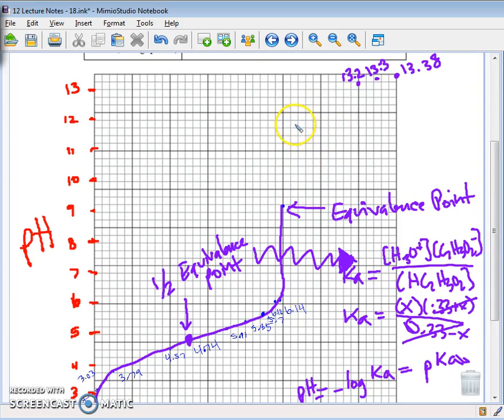55 is what? I told you that. 12.67. So right there. Okay, what else? For 60, I had 12.96. Got it. For 65, 13.1. Look at this curve. It's setting up nicely.